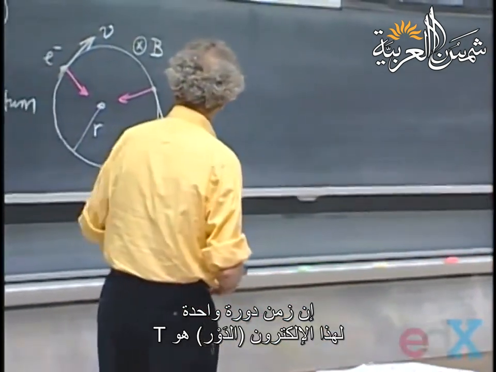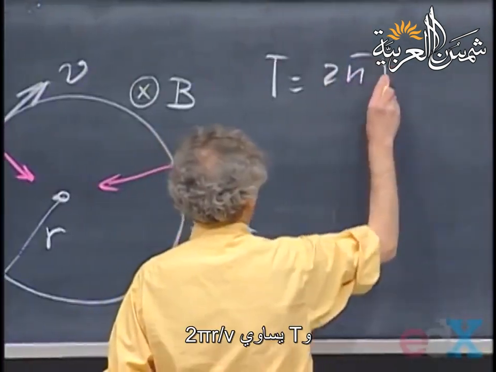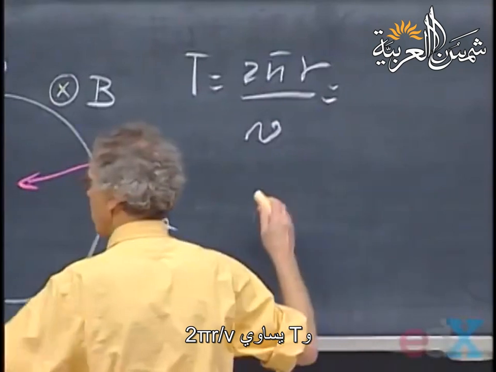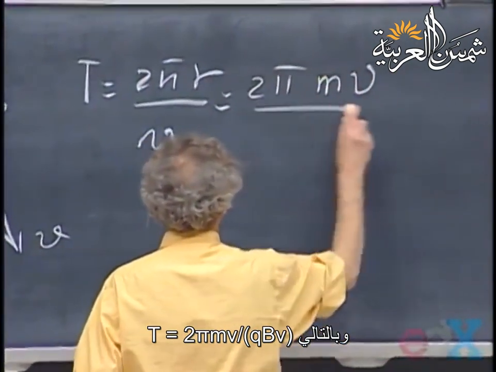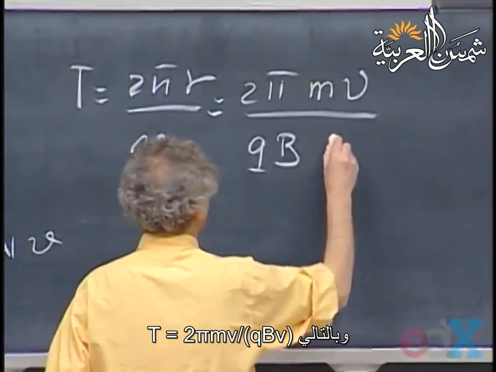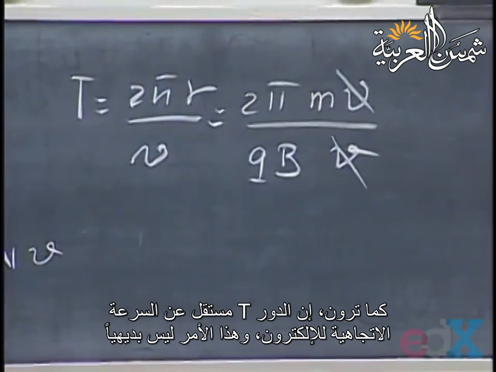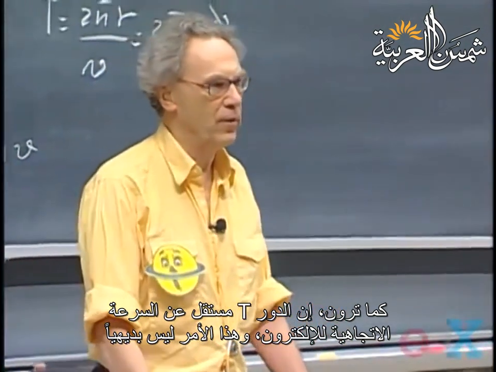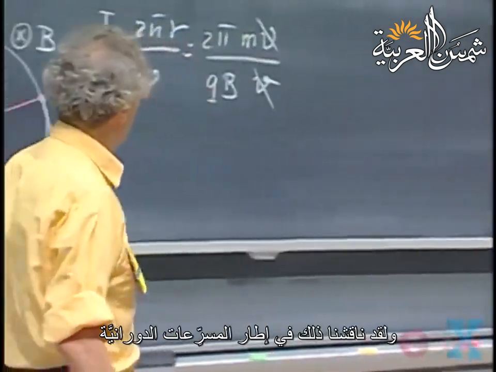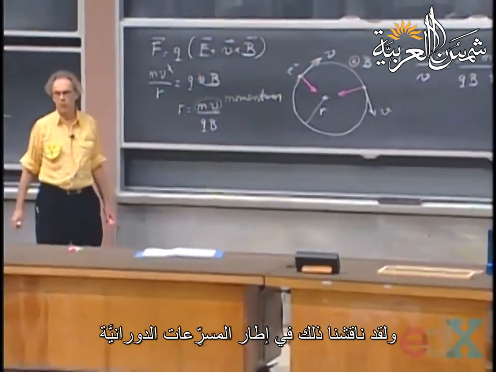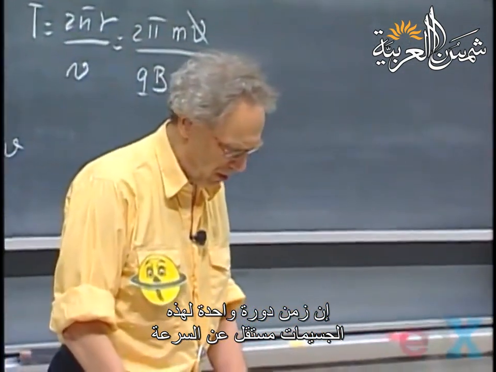The time for this electron to go around, capital T, is 2 pi r divided by v, but I know r, so I get 2 pi times mv divided by qB. And then I have this v, and I lose this v. And that is not so intuitive, but you see that the time is independent of the velocity of the electron, assuming that it's non-relativistic. And we discussed that in the framework of cyclotrons. The time for these particles to go around is independent of the velocity.